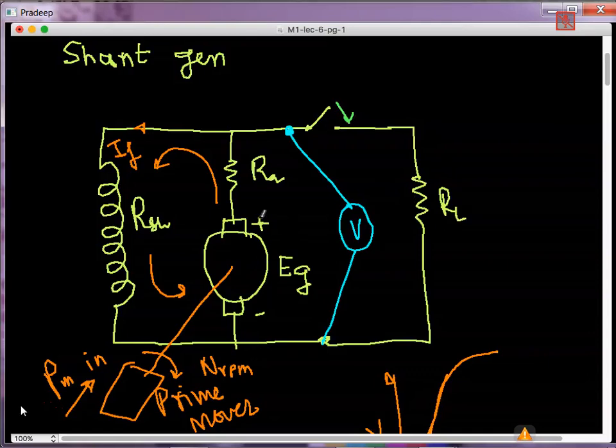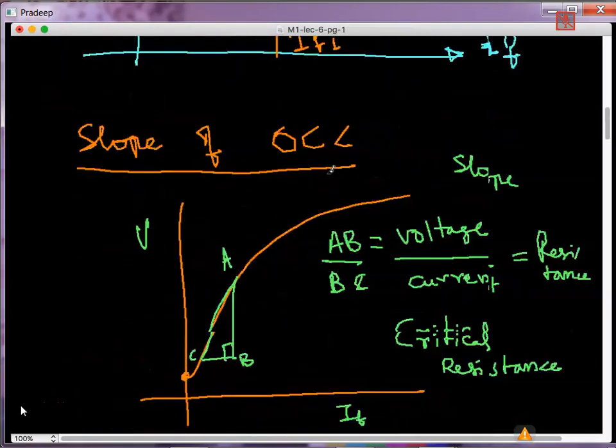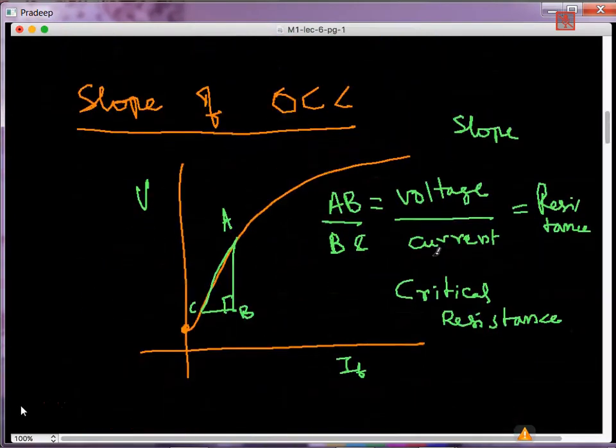First let the voltage build up, and once the voltage has built up, only then I can close the switch and then it will start supplying to the load. So that is one more concept or point that you can note about the OCC characteristics. So this is called critical resistance. Slope of the OCC characteristics is called critical resistance.